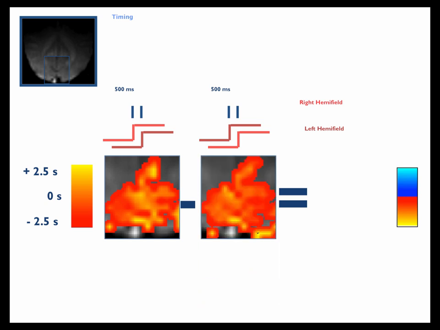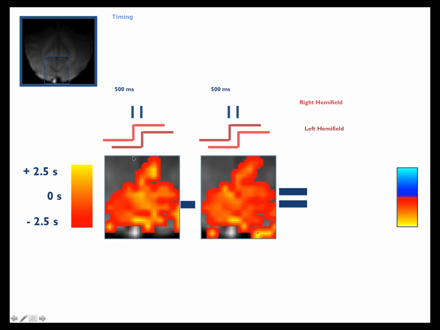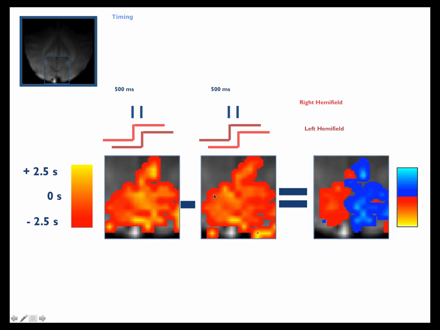Okay, so what we did though is we modulated the experiment. This is a 500 millisecond delay from right hemifield to left hemifield. And then we flipped the order. We had a 500 millisecond delay between left hemifield versus right hemifield. And just eyeballing these, they don't look that different, but if you subtract these maps, you get a really nice map of left and right visual cortex.